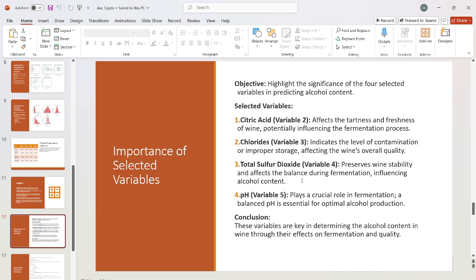Importance of selected variables. I chose citric acid, chloride, total sulfur dioxide, and pH because they play a big role in the fermentation process. These factors affect freshness, stability, and quality of the wine, which directly impact the alcohol content.